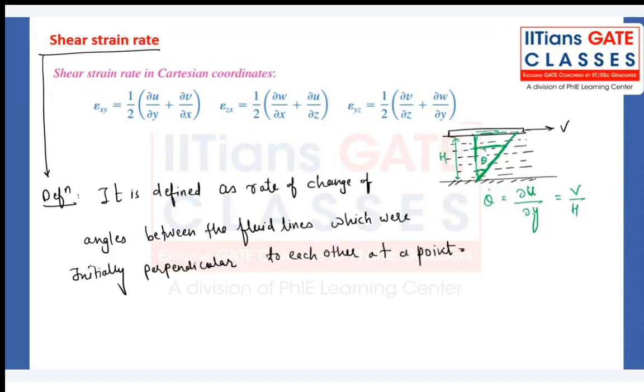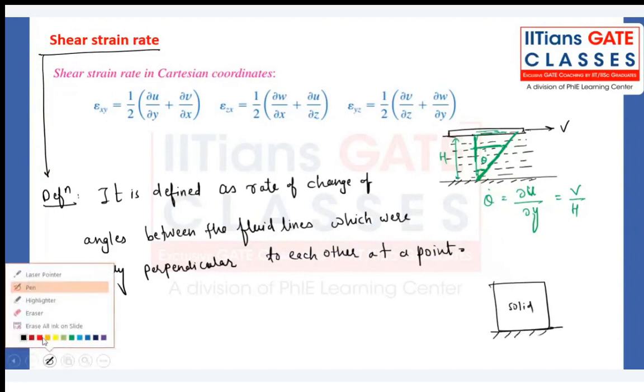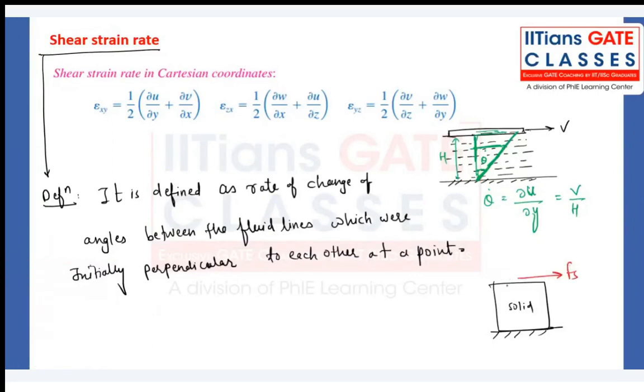That means, my dear friend, what are you understanding from this definition? Suppose there is a solid body, right? It is fixed at one end. Now I'm applying some kind of shear force. What will happen? Shear deformation will happen. There, how are we defining the shear strain? Initially, these two lines AB and BC were perpendicular to each other. 90 degree was the angle. But now, the angle has become less than that.